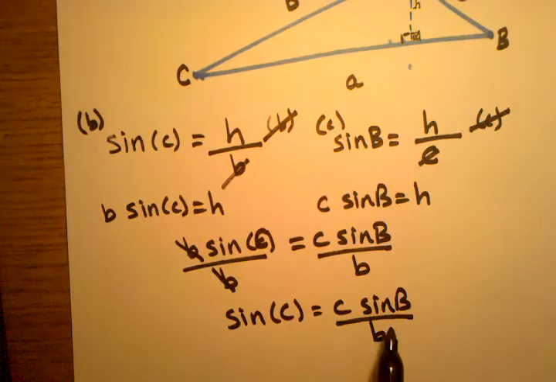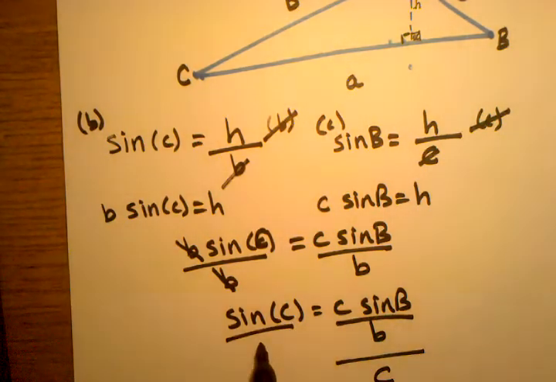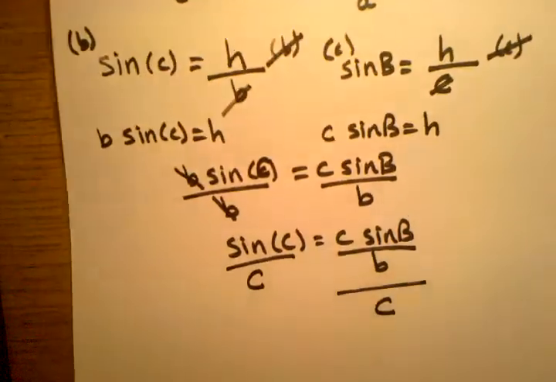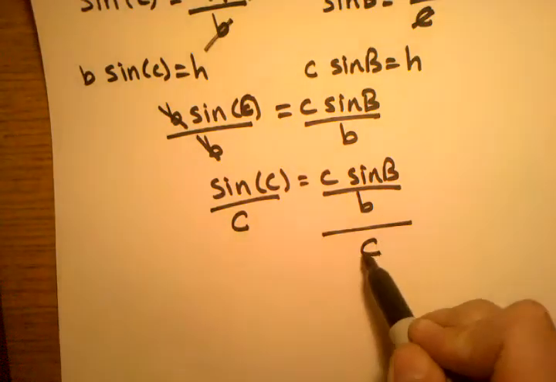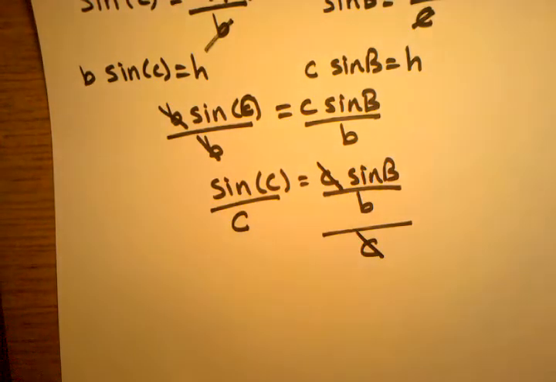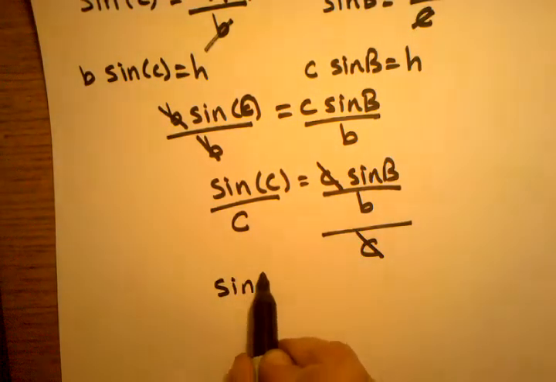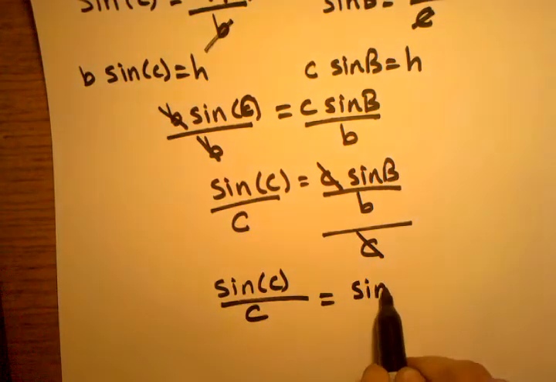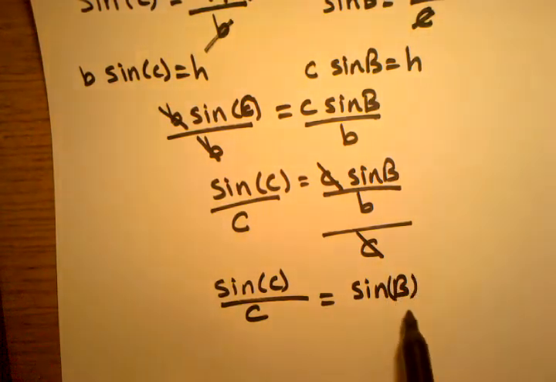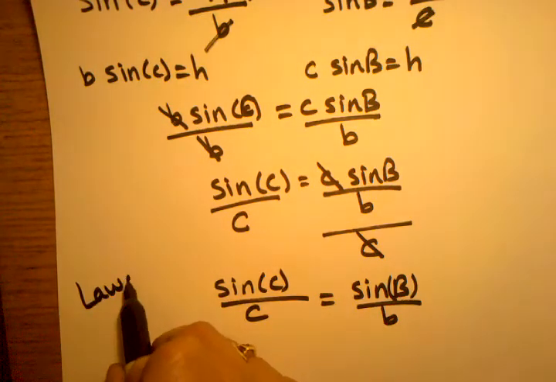And then I'm going to do the same thing on this side. I'm going to move that c over. So I'm going to divide this whole side by c and that side by c. And what I'm going to end up with is these canceling out. And then what I will end up with is a nice and a bit more friendly formula to remember. Is that. And this is part of the law of sines.